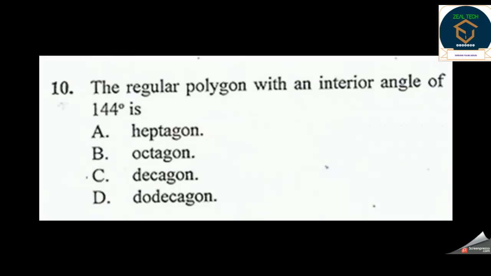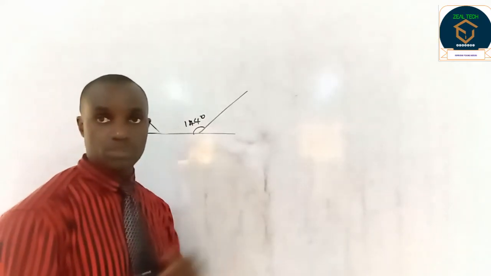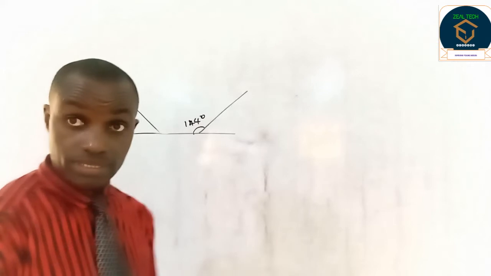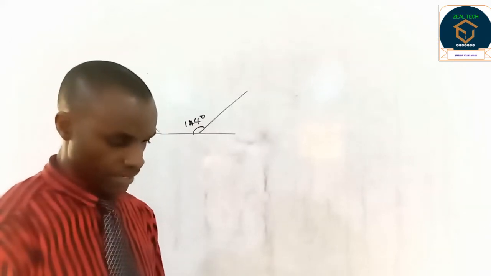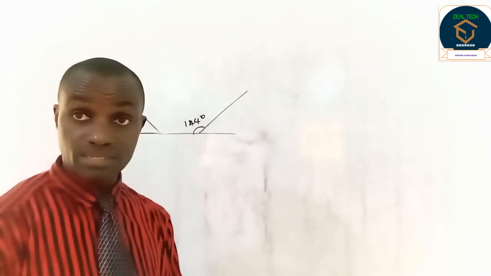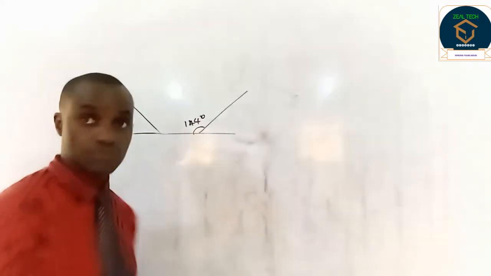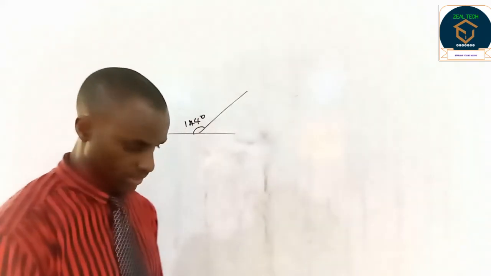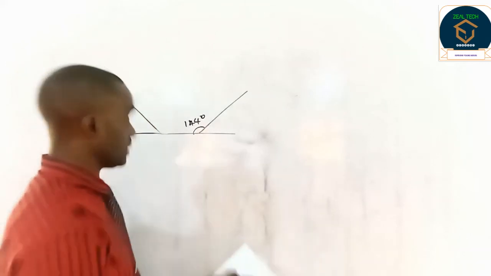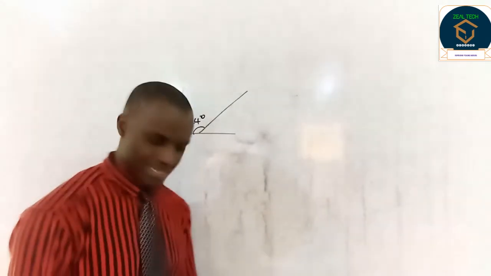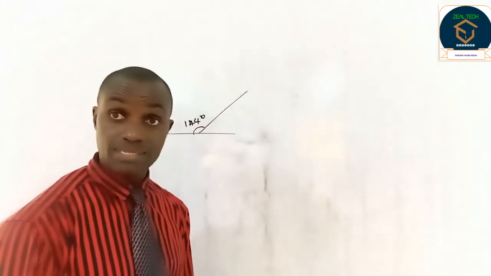Number 10, a regular polygon with an interior angle of 144 degrees is what? Now, check out the video that comes after this one. It explains everything for you. I just took a portion of a polygon, and we are told in this case that the regular polygon has an interior angle of 144 degrees. That's the interior angle. You are now asked, what type of polygon is that?